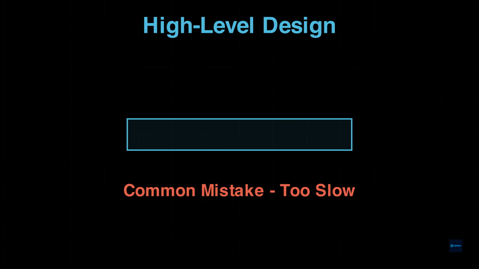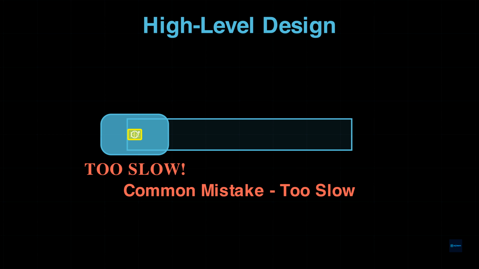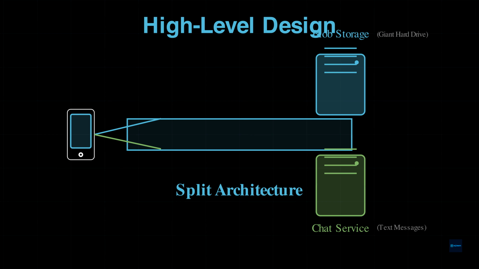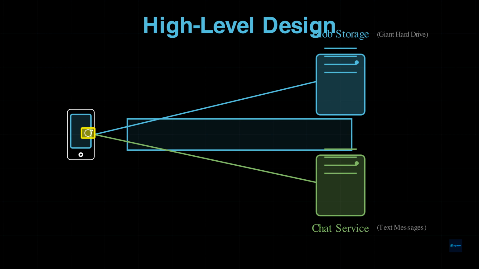Let's look at the high-level architecture. A common mistake is thinking the photo travels inside the chat message. It doesn't. That would be too slow. Instead, we split the system into two parts. One is the blob storage. Think of this as a giant hard drive in the cloud, like AWS S3. This handles the heavy files. The other is the chat service. This handles the small text messages and notifications.